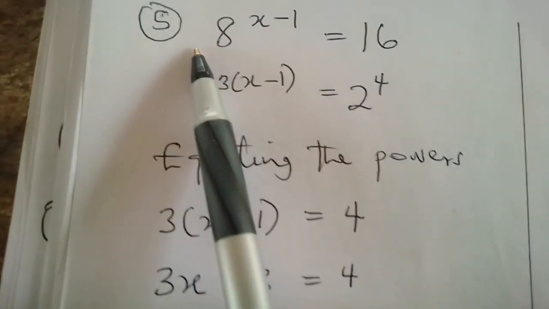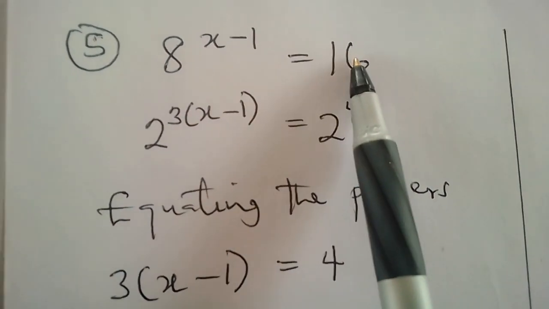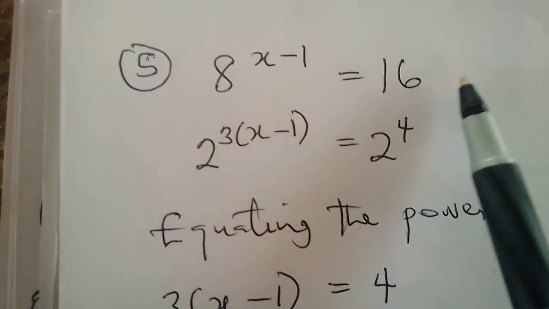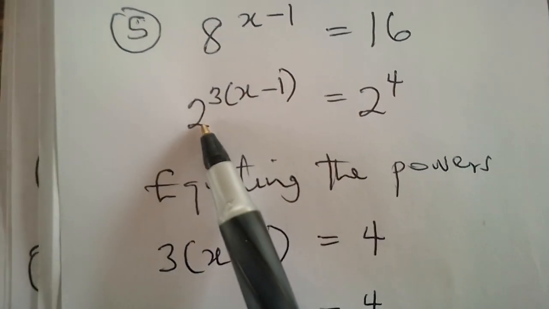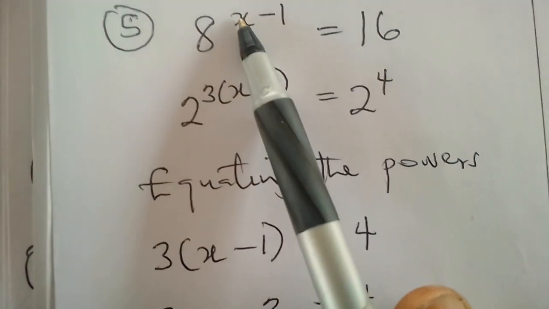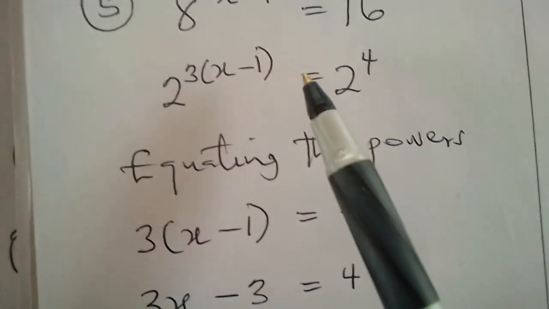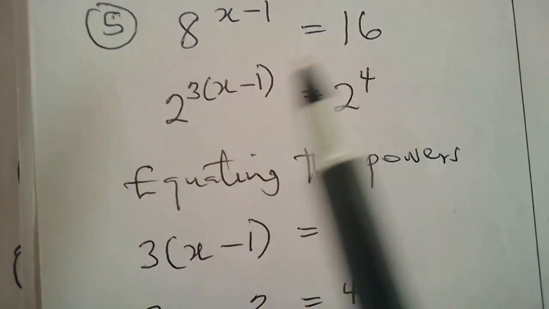So number 5 is 8 raised to power x minus 1 is equal to 16. Now, this 8 is the same thing as saying 2 raised to power 3. Since x minus 1 is already there, put it in a bracket, is equal to 16, which is the same thing as 2 raised to power 4.